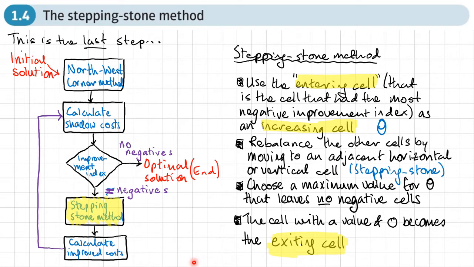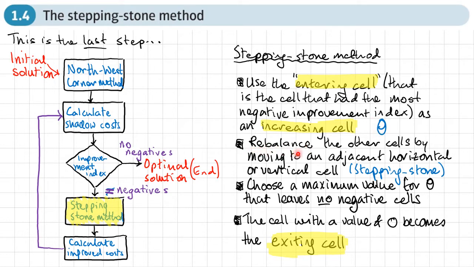Okay, so let's look at this stepping stone method. So the first thing we need to do is use the entering cell, and that is the cell that had the most negative improvement index. So we've just done this. The one that has the most negative improvement index, you'll know from the previous section, we called the entering cell. And we use this as an increasing cell. Now basically what we're going to do is that cell that has the most negative improvement index, we're going to put theta in that cell.